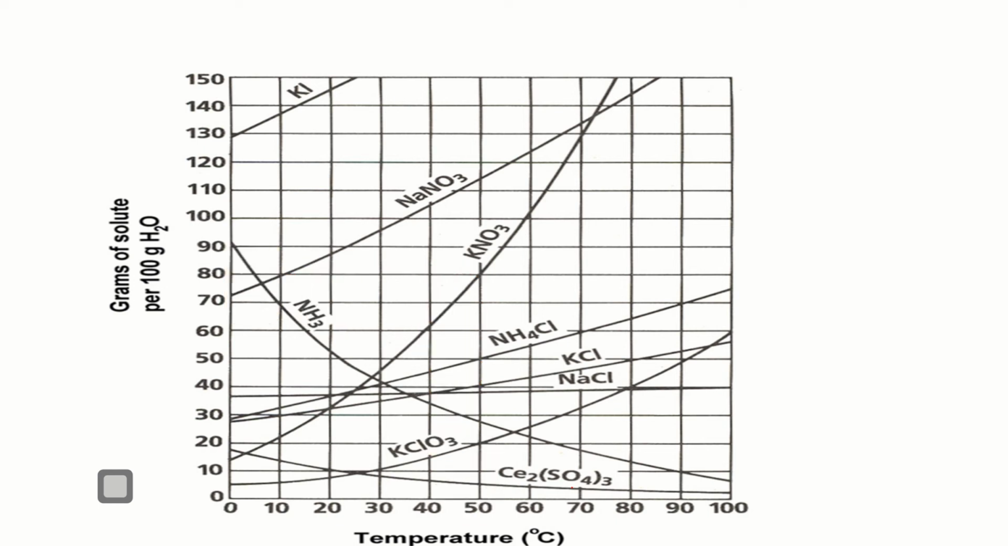I could go backwards and say, at about what temperature does NaNO3 dissolve 120 grams? So I go from 120 over to NaNO3's curve, and I go on down to the x-axis, and I'd say maybe 56, 57 degrees Celsius. Okay? So those are, again, hopefully simpler questions.